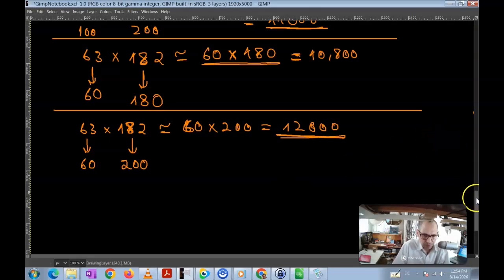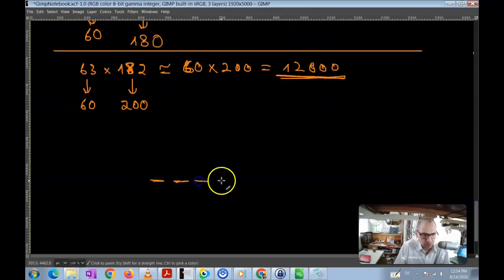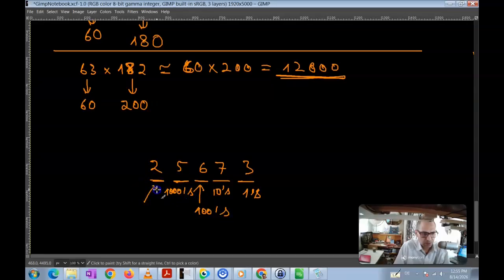So if you have, for example, a 5-digit number over here, for example, 2, 5, 6, 7, 3. So this is the ones place value. This is the tens place value. This over here is the hundreds place value. This over here is the thousands place value. And this over here is the 10,000s place value.